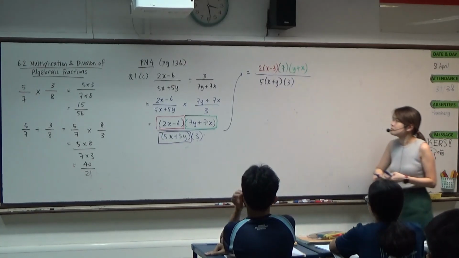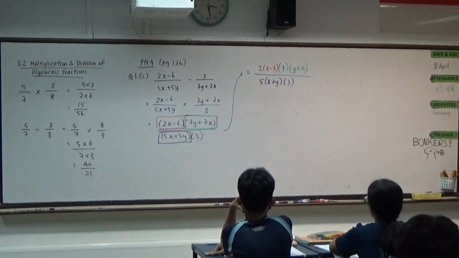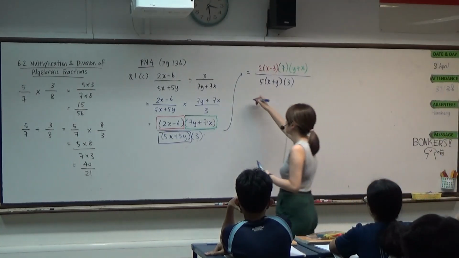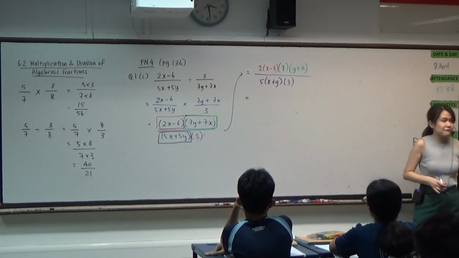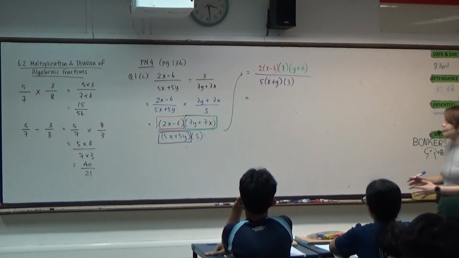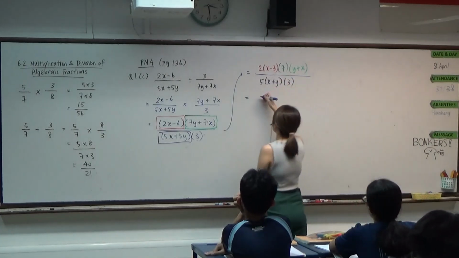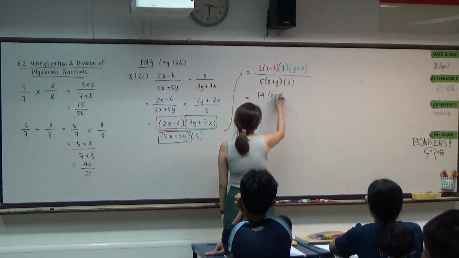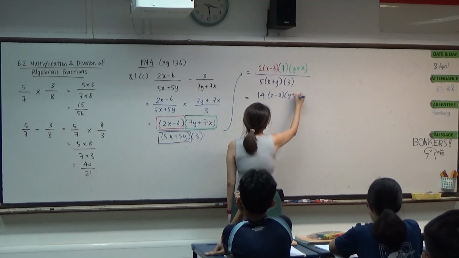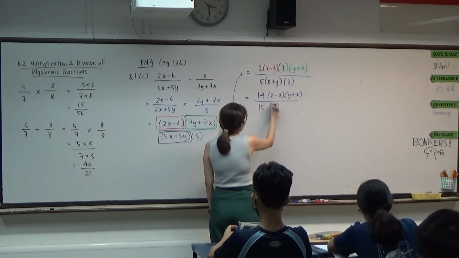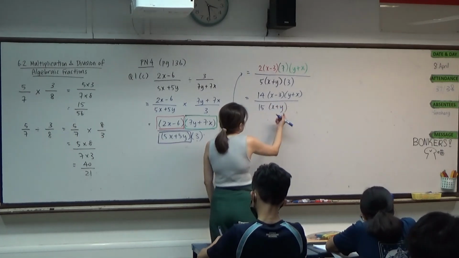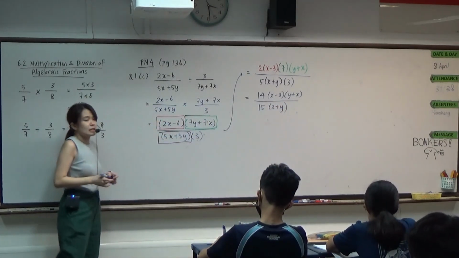So 5x plus 5y, factorize out the 5, you get 5 bracket x plus y. This 3 was originally already there. Now that we have it factorized to this extent, what we need to do next is try to simplify things first. Multiply the numbers together: 2 and 7 gives us 14. And then 5 times 3 gives us 15. And we get this.